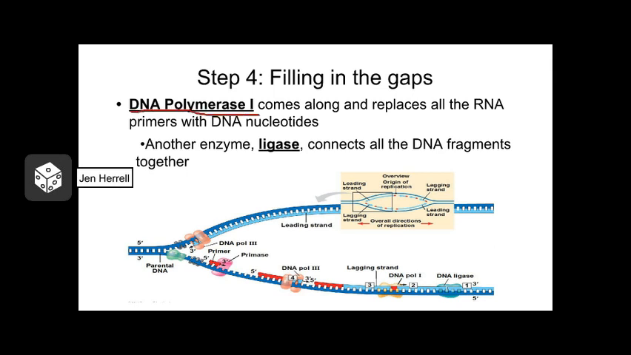DNA polymerase 1 also helps us finish out the leading strand. If you remember, there's a little primer that was laid down at the beginning of the strand to get the whole copying process started. And so now DNA polymerase 1 will need to come along, pull out those primers, and replace those with good DNA nucleotides.